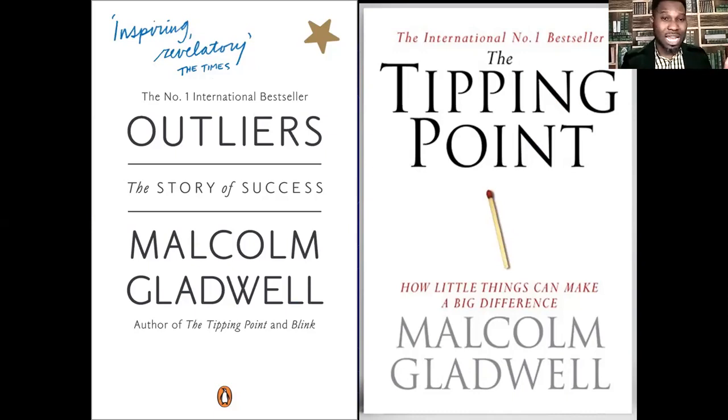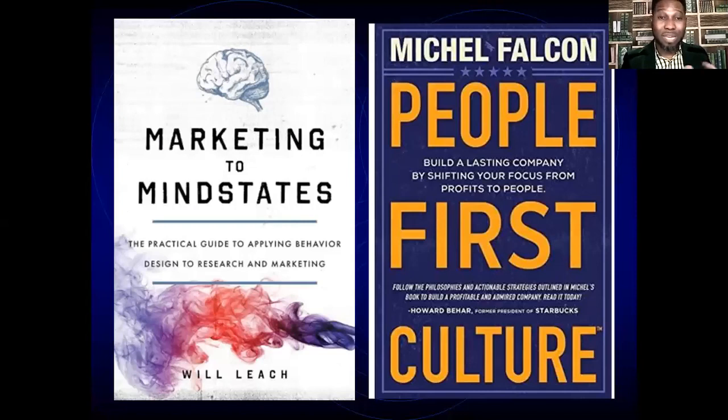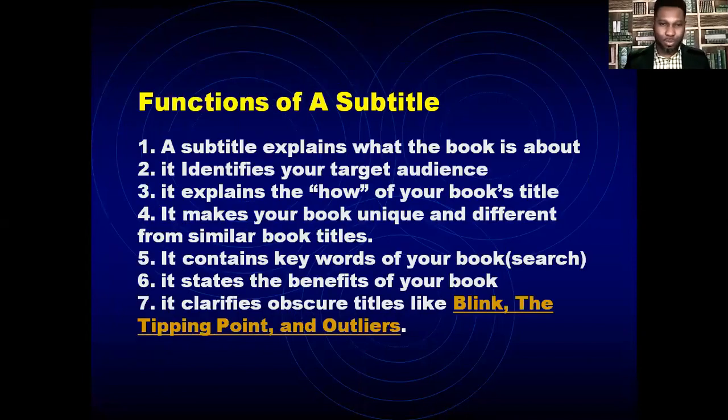Or the other book, Outliers, says the story of success. So you already know that the book is about what? Success. What will you get when you read Outliers? You will become successful, right? So you could get the benefit of the book from the subtitle. Then the last thing that you need to know about the function of subtitles is that a subtitle clarifies obscure titles, which we already said. And when a title is obscure, it is a subtitle that explains that title.